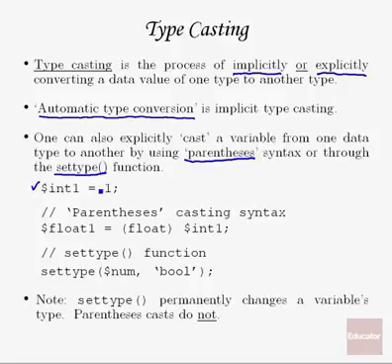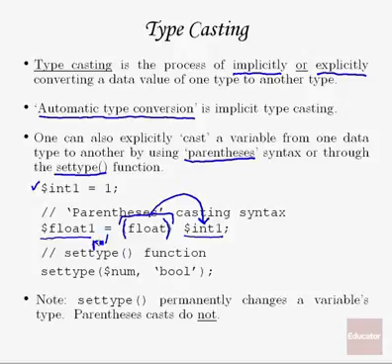What you can do is create a new variable called float1, and we set it equal to the integer variable name, and then we have parentheses with the word float in between them. What that means is this parentheses segment right here says take the value of int1, convert it to a float, and then assign it to float1 over here.